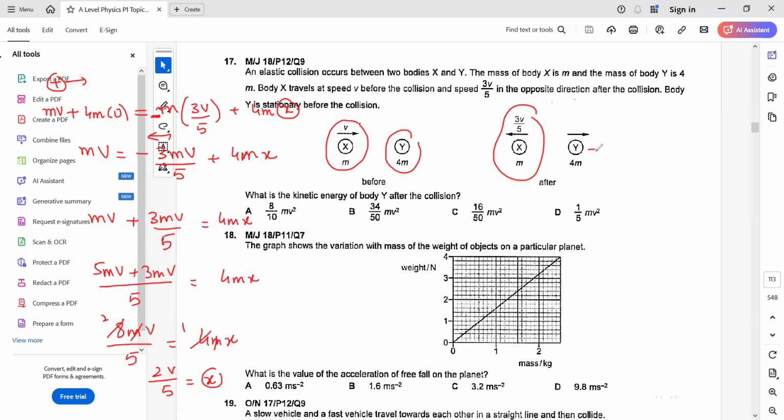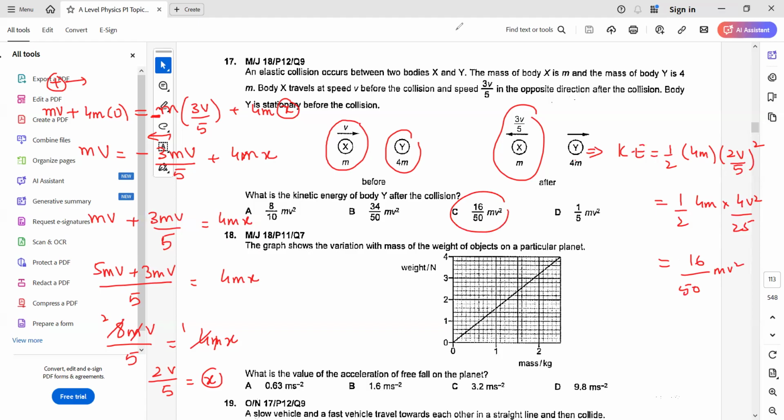They wanted us to find out the kinetic energy. So we have mass. So that's half mass v squared. So that's 2v over 5 squared. So that's going to be 4m times 4v squared over 25. So that's 16 over 50 mv squared. So this would be C.